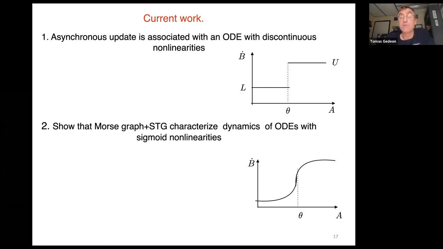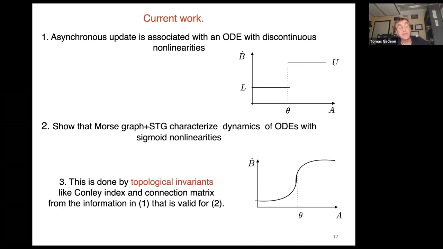And the answer requires, and I think this is a very interesting idea, that you start with the information you get from one. And then you compute topological invariants like Conley index and connection matrix from this information. There's obviously some construction which has to be done. And that information should be valid for any smooth perturbation of the discontinuous function, which is in the first picture on top. Again, this is what we're working on to show that this is the case and make it as general as we can.